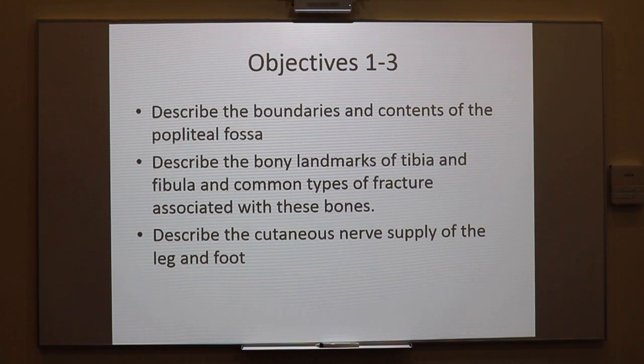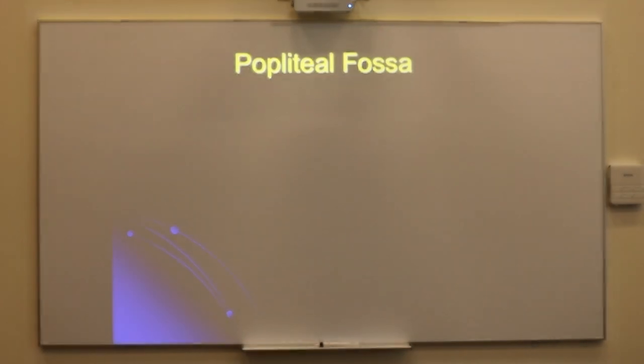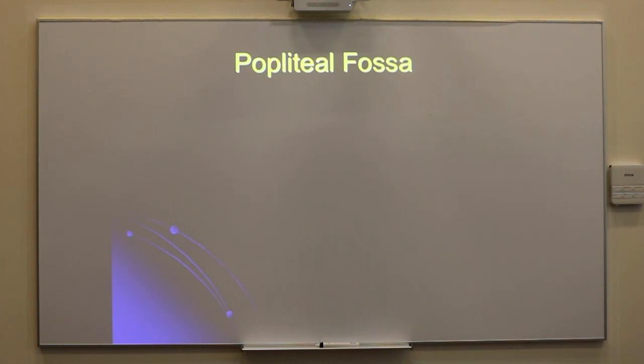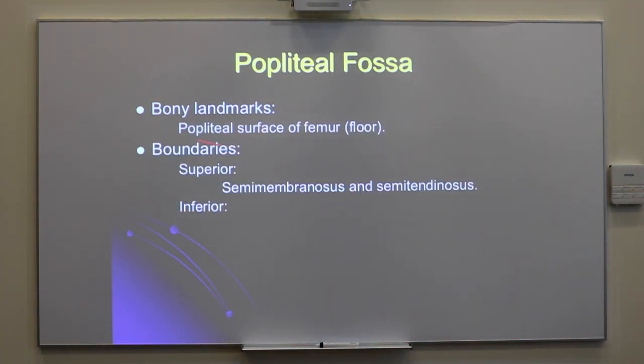popliteal fossa, the popliteal fossa is basically a diamond-shaped space behind the knee joint. It is a four-sided, diamond-shaped space behind the knee joint. The bony landmarks of the popliteal fossa include the popliteal surface of the femur, which forms the floor. On that floor you have the popliteal pad of fat as well as the popliteus muscle. So the posterior or popliteal surface of the femur is basically forming the floor.